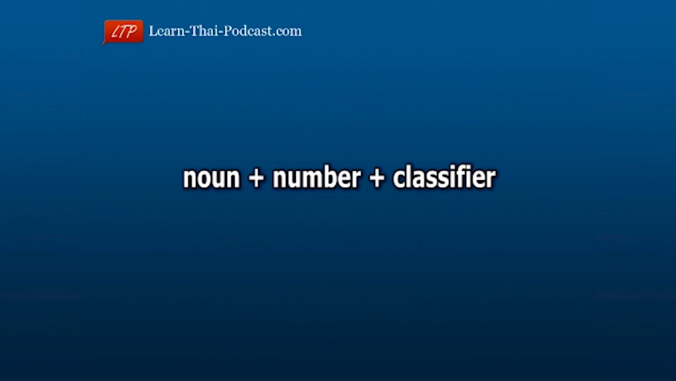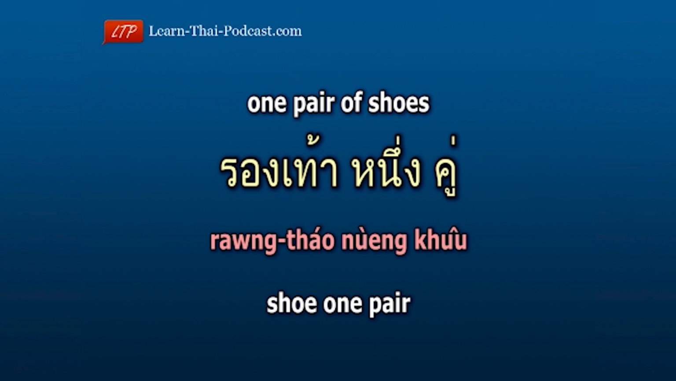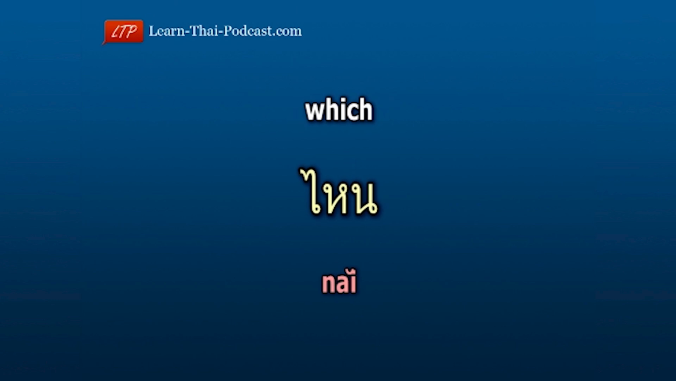A classifier always follows a noun and a number. So we have first the noun, shoe. รองเท้า Then we have the number, 1. หนึ่ง And then we have the classifier, a pair. คู่ Classifiers are also often used together with question words such as how many, กี่ or which. ไหน So the difficulty is basically to learn the different classifiers for different words.